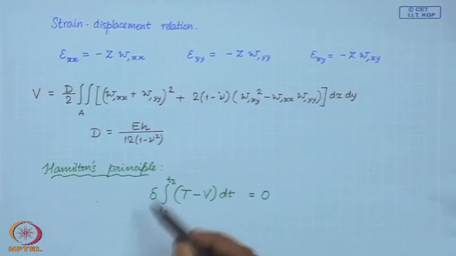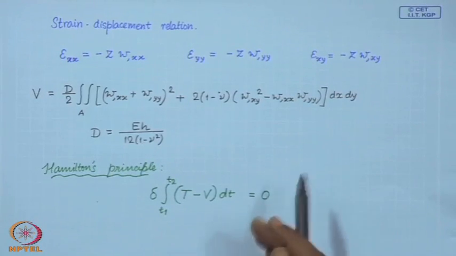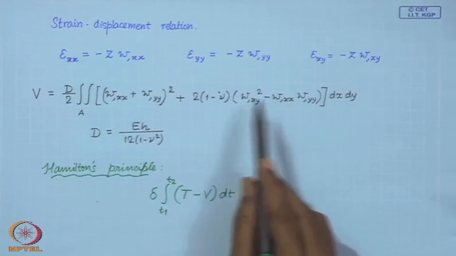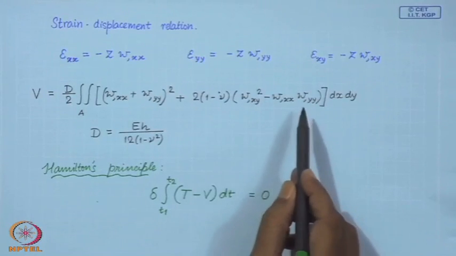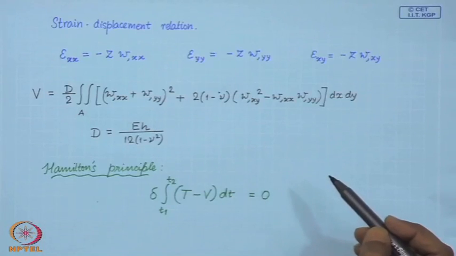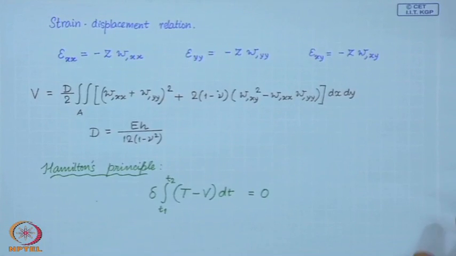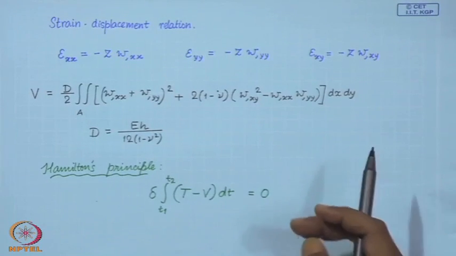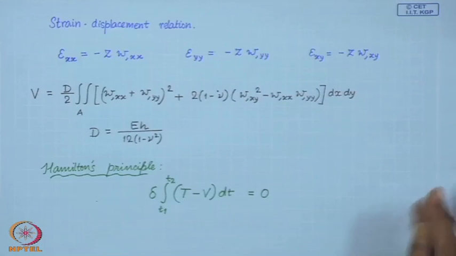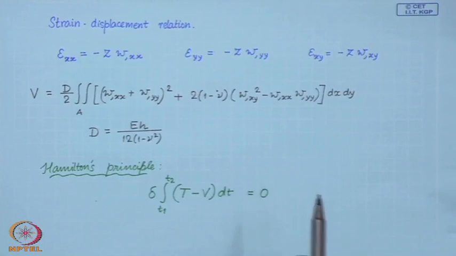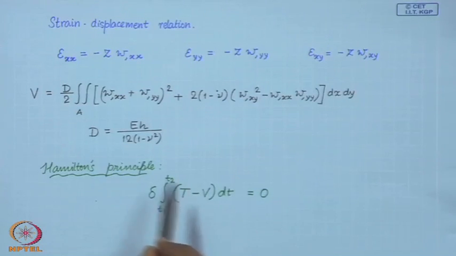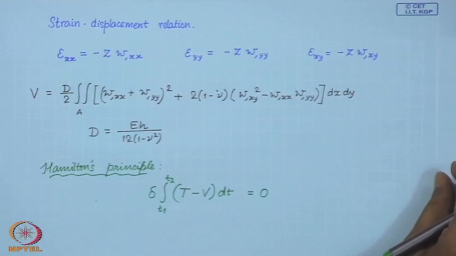So, this will closely follow that of the membrane, only that the terms are more complicated here, and because of that the procedure is straightforward, but cumbersome. So, one can derive the equation of motion, and the boundary conditions are also obtained along with this. So, that is the advantage of using the variational formulation.